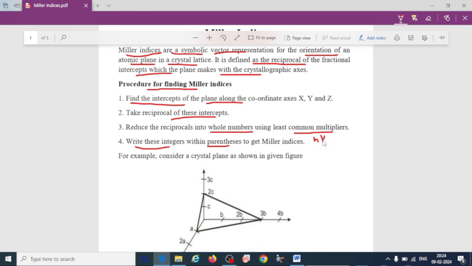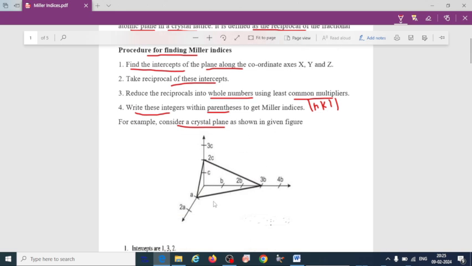(hkl) in parentheses. So parentheses denote the plane. If we take square brackets, that denotes the direction. So let us consider one example.